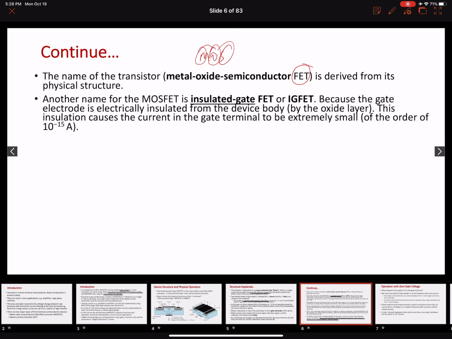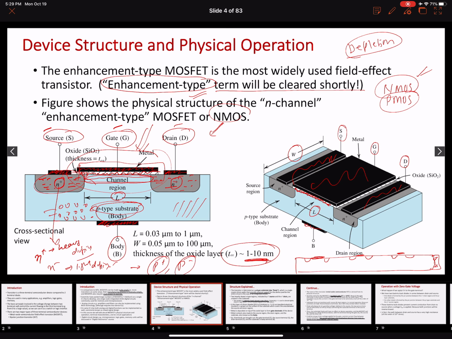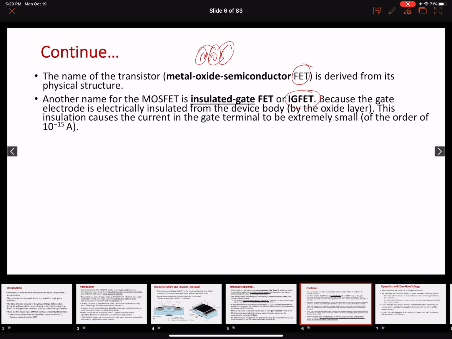Okay, another small thing. In some literature, MOSFETs are also referred to as insulated gate field effect transistors, or IGFET. Why are they called like that? Because your gate electrode is insulated, right? Over here, this is your gate electrode. Your gate electrode is insulated from the entire body of the transistor by this oxide layer, right? So that is why it is called an insulated gate field effect transistor as well.